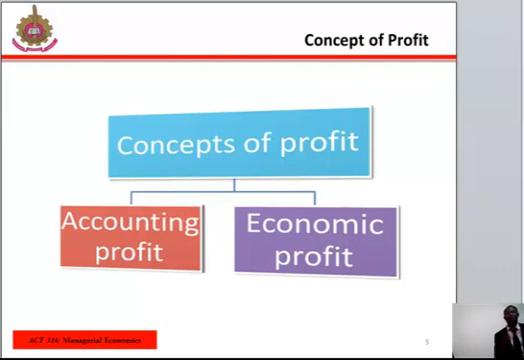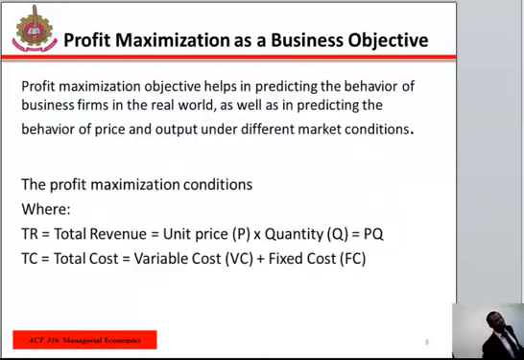Explicit costs are costs that involve direct monetary payment. Wages paid to the workers, rent paid to the landowners, and material cost paid to the suppliers are all examples of explicit cost. So now, profit maximization as a business objective.